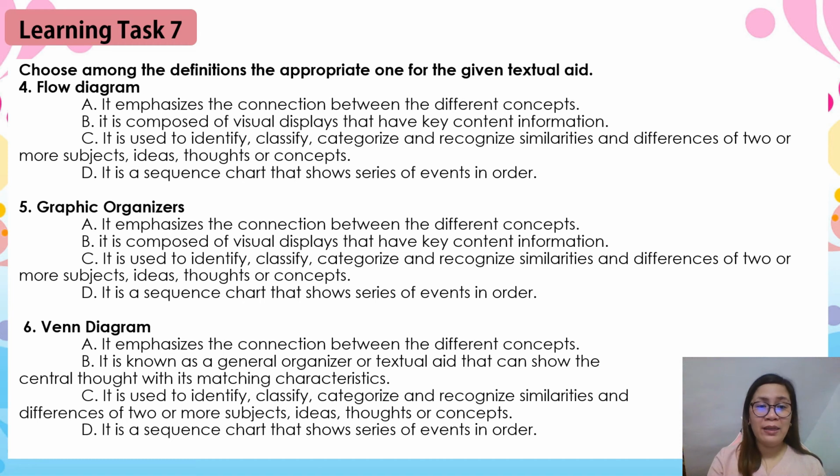Number 6. Venn diagram. Is it A? It emphasizes the connection between the different concepts. B. It is known as a general organizer or textual aid that can show the central thought with its matching characteristics. Or C. It is used to identify, classify, categorize, and recognize similarities and differences of two or more subjects, ideas, thoughts, or concepts. And last, for letter D, it is a sequence chart that shows series of events in order.